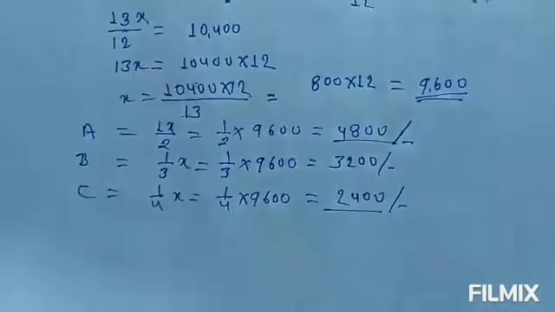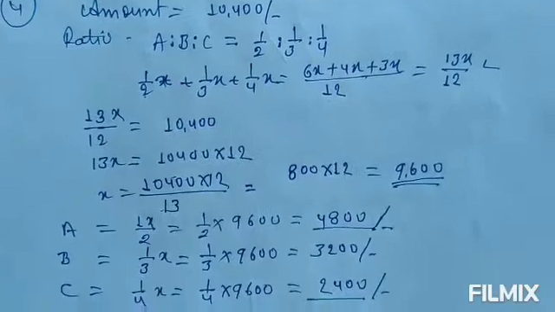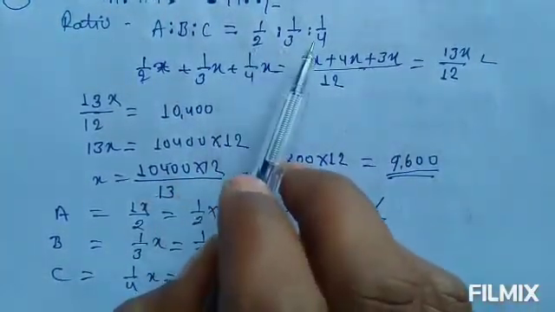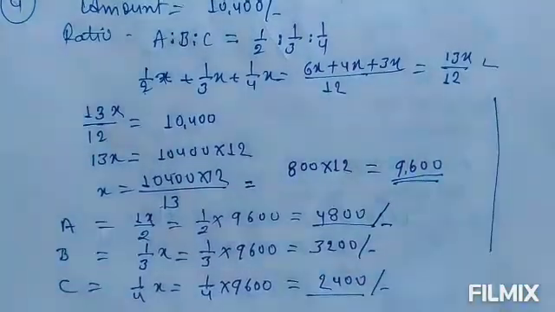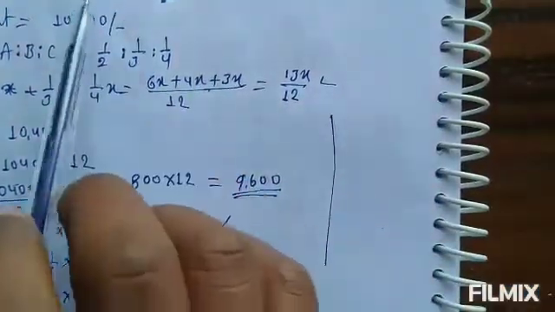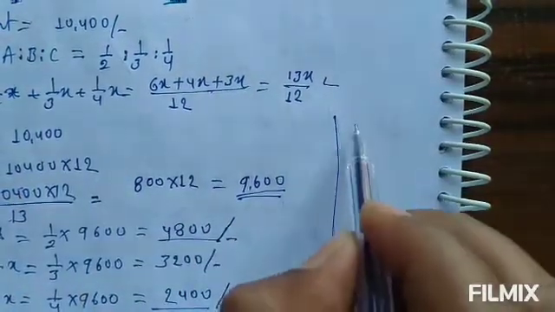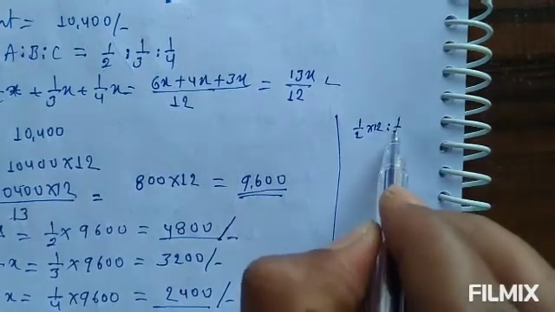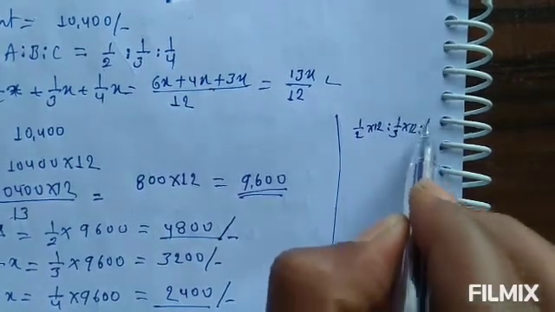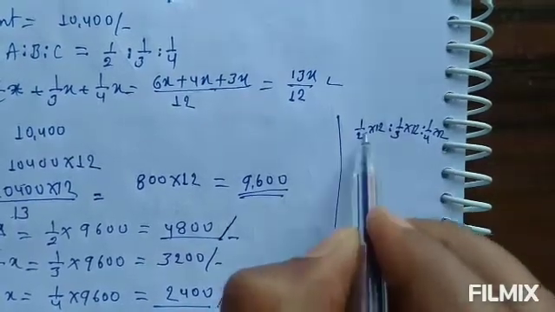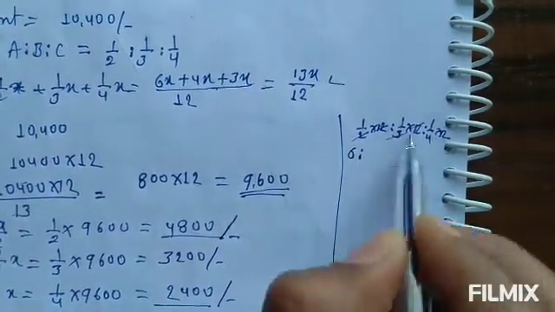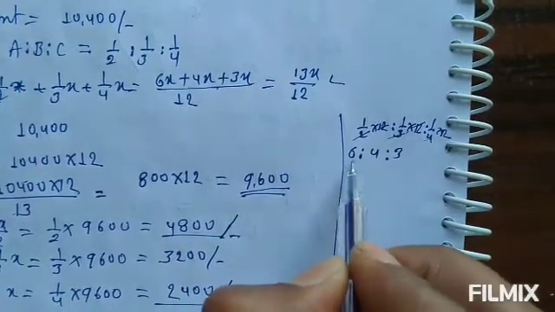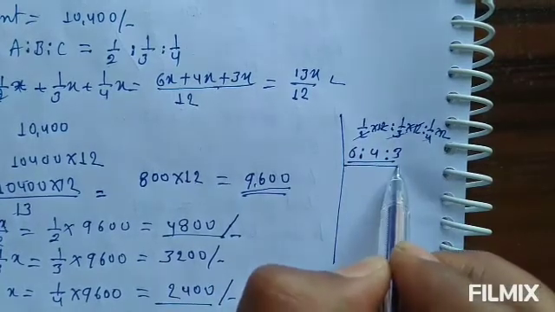You can solve this question by another method also, that is simply the LCM of the denominators is 12. So it can be 1/2 into 12, ratio 1/3 into 12, ratio 1/4 into 12. It will be 2 6s are 12, so 6, ratio 3 4s are 12, so 4, ratio 4 3s are 12, so 3, means the ratio will be 6:4:3.